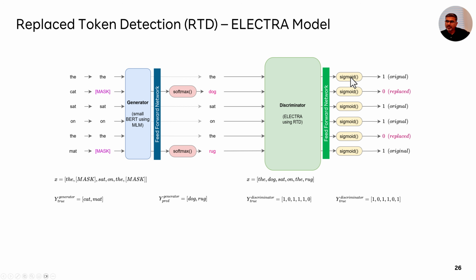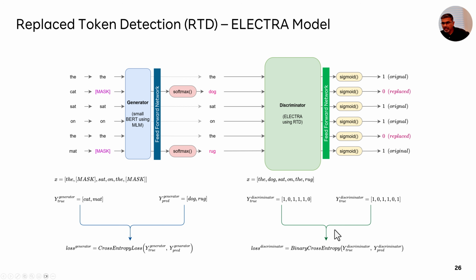Okay, that's why you're going to have sigmoids coming out of this feed-forward neural network, unlike here, which is trying to predict words. This is only predicting whether, given this word, it has been replaced with some other word or it is actually there in the training data set. So your y true for the discriminator, the prediction, so this should actually have been y pred for the discriminator, let's say is 101101.